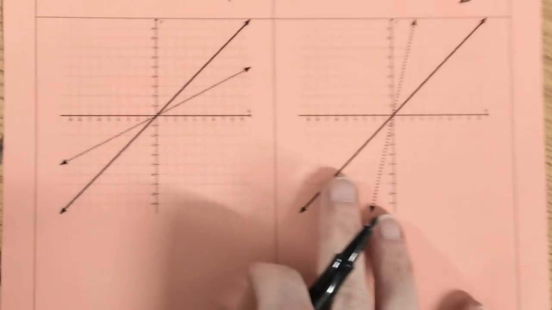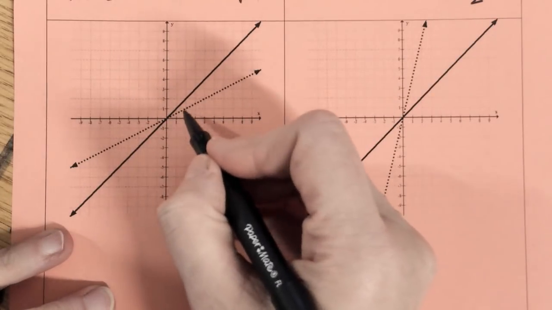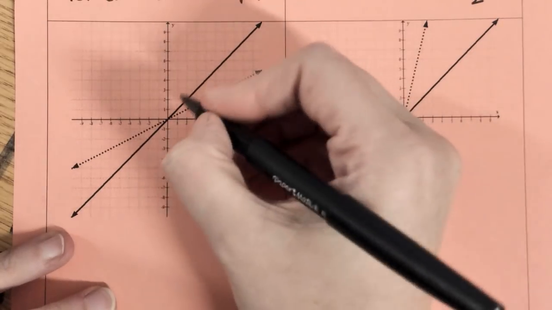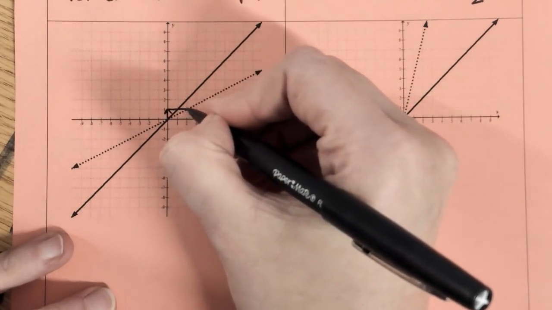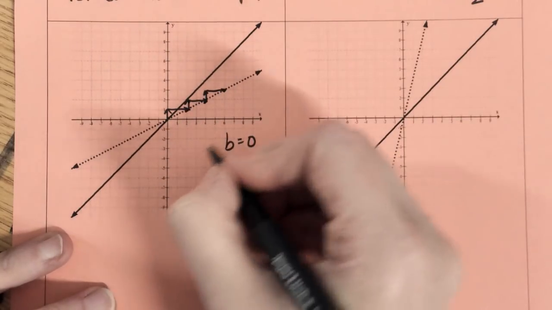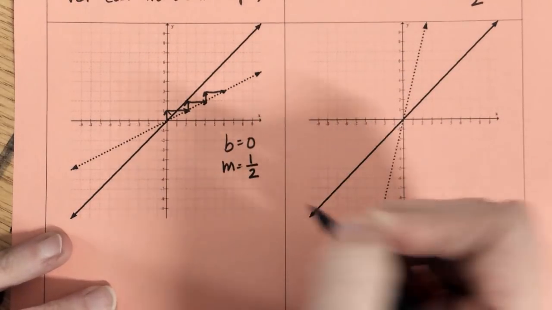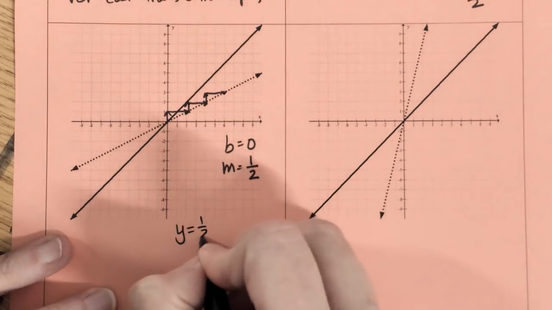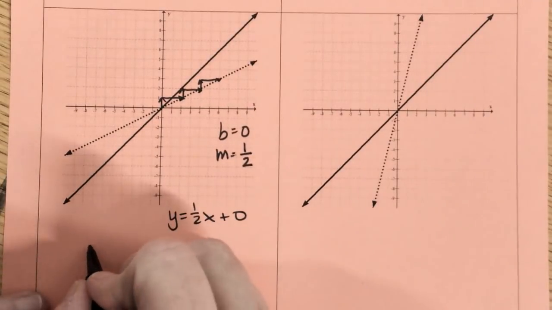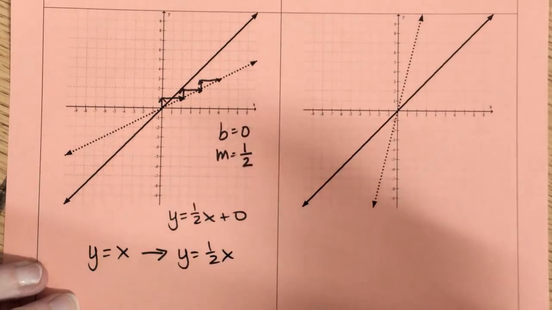So if I look at the first one, here the dotted line is my parent function, but let's look, the solid line is my parent function. Let's look at the dotted line. Okay? Well, my y-intercept on this one is 0. My slope on the dotted line, I rise 1, I run 2. So my equation is y equals 1/2 x plus nothing. All right, so I took my y equals x and I transformed it into y equals 1/2 x.